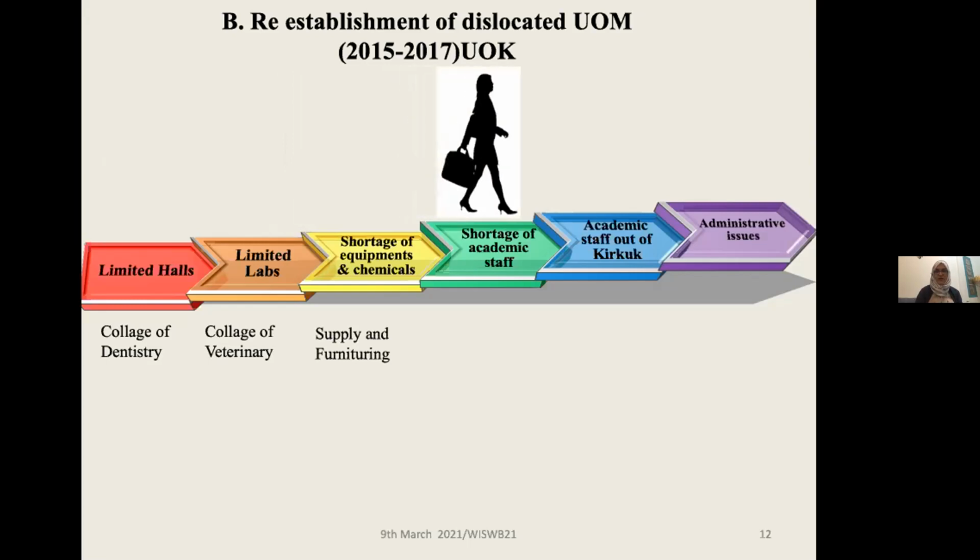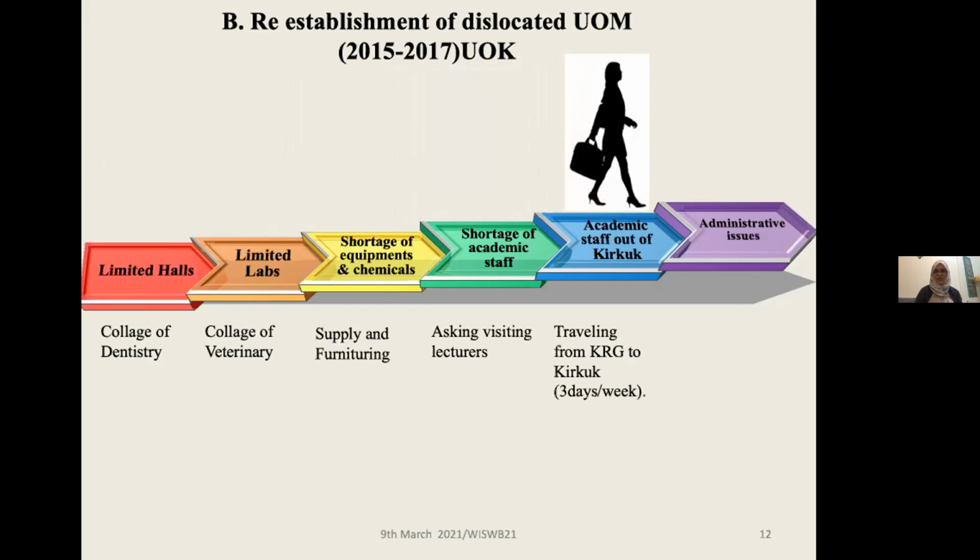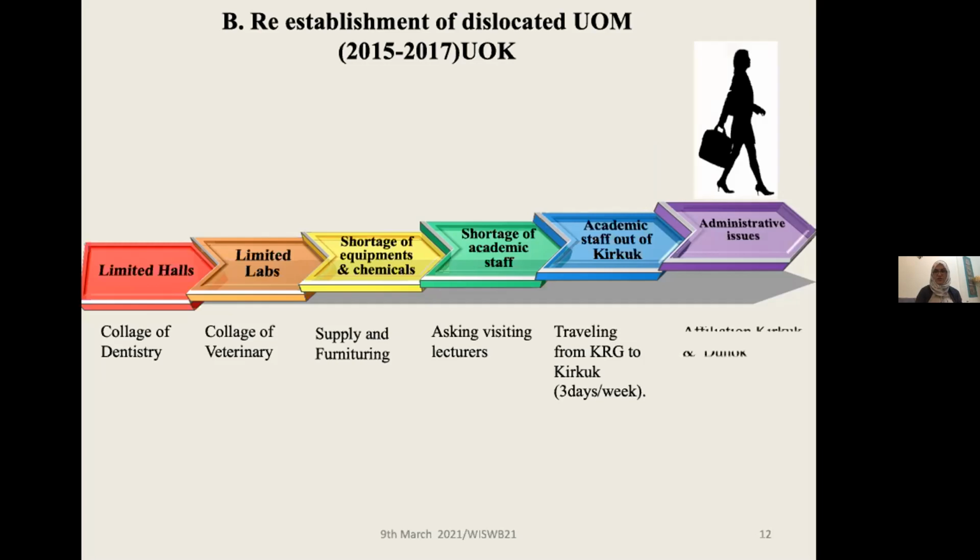For the shortage of academic staff, again, we asked for visiting lecturers from other universities. Academic staff who were outside Kirkuk traveled each day from KRG. Suppose Duhok, for example, you need 4 hours to reach Kirkuk, and for Suleimaniye and Erbil, it was mostly 3 days per week. And for administrative issues, usually we had affiliation with Kirkuk and Duhok governorates.